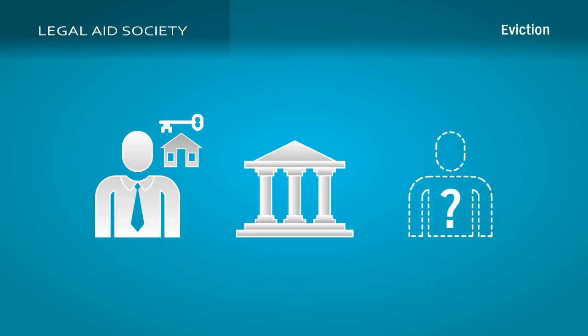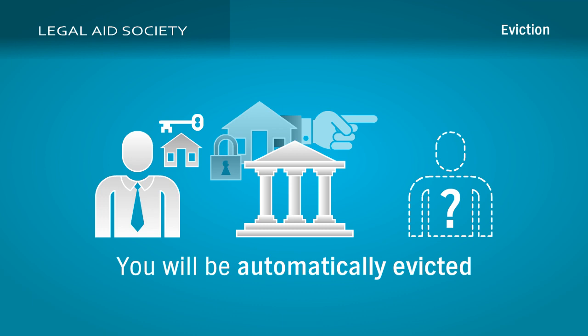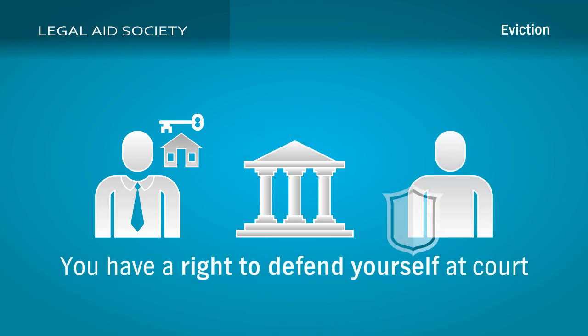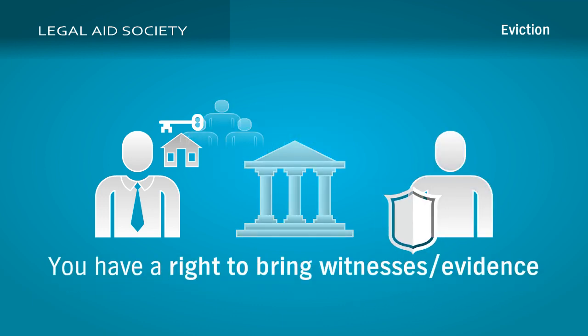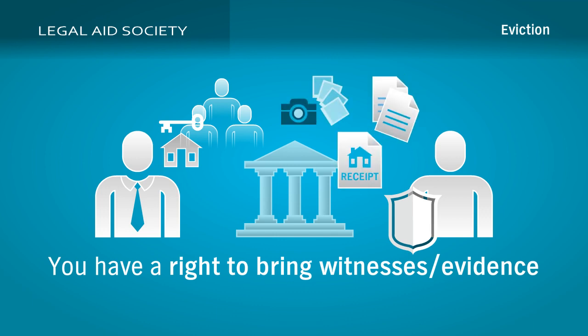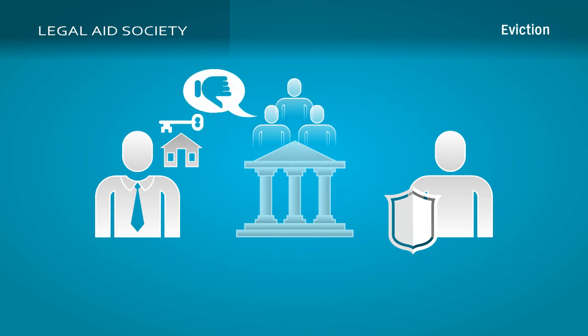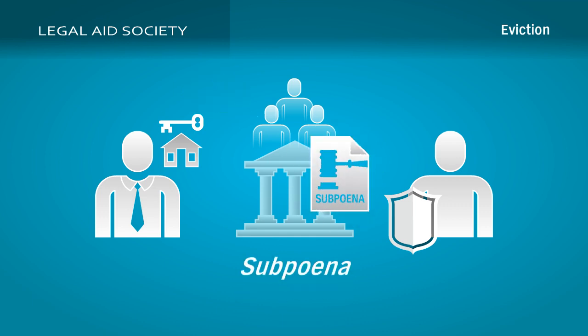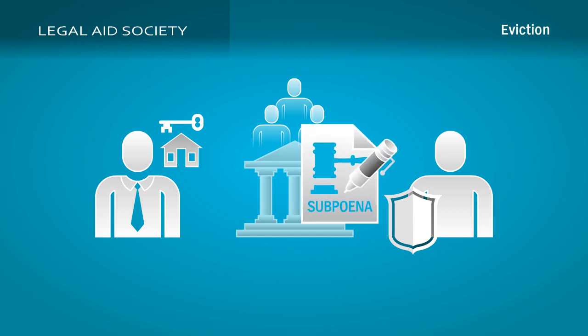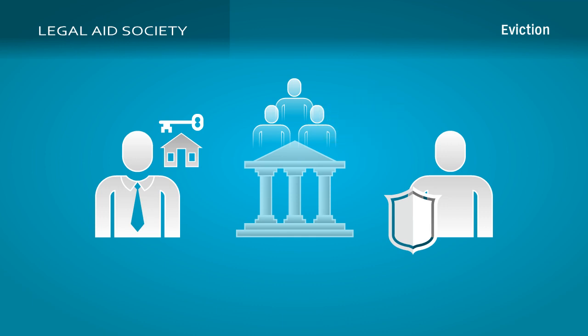First, if you do not show up to court, you will automatically be evicted. Second, you have a right to defend yourself at court. You have the right to bring witnesses and other evidence, such as photographs, letters, and rent receipts to court. If your witnesses are unwilling to come to court to help you, you can subpoena them. A subpoena is a tool used by the court to make people come testify. You can get a subpoena from the court clerk, and it is important that you fill it out and get it to the witness as quickly as possible.